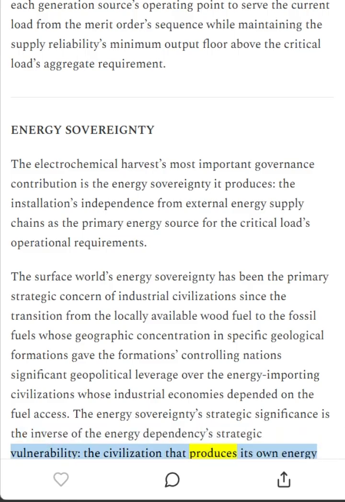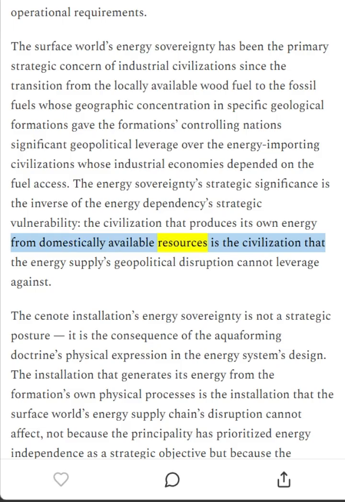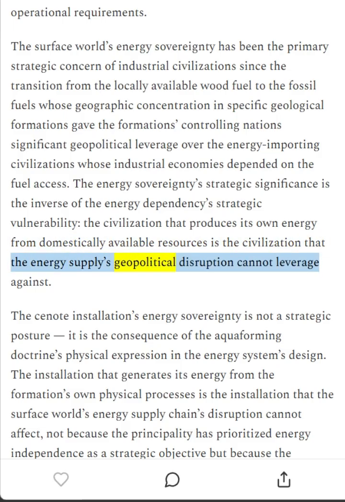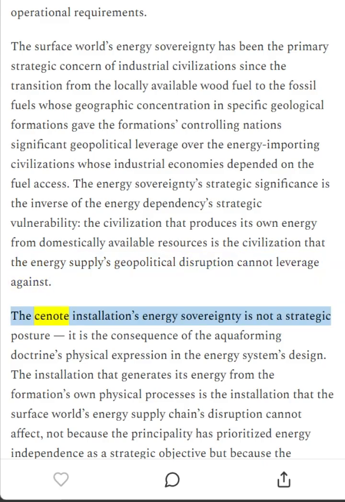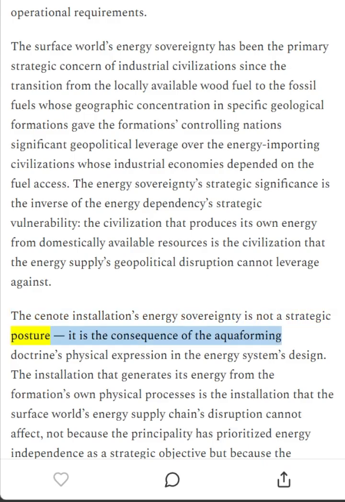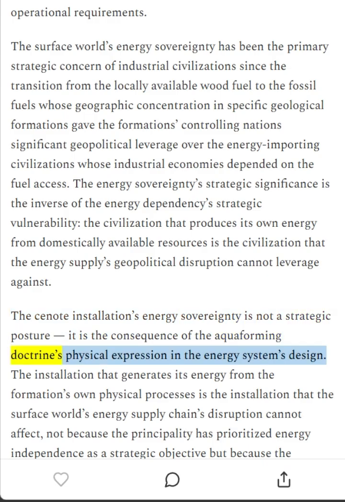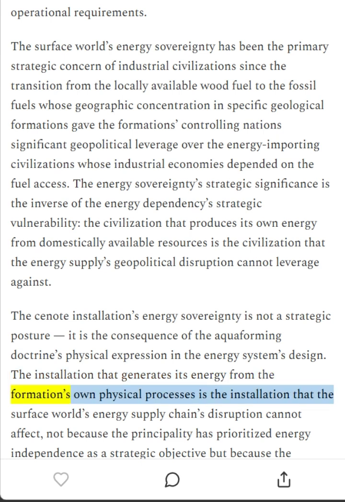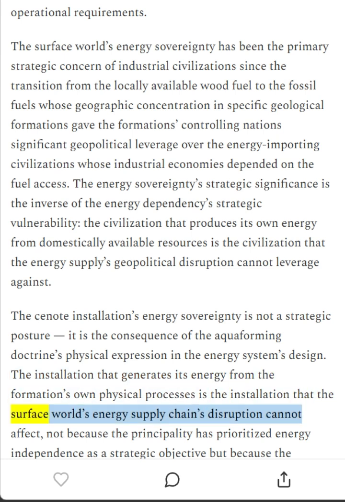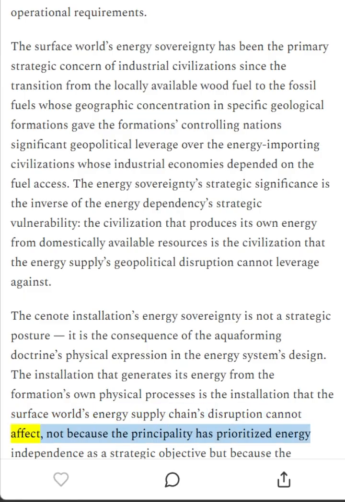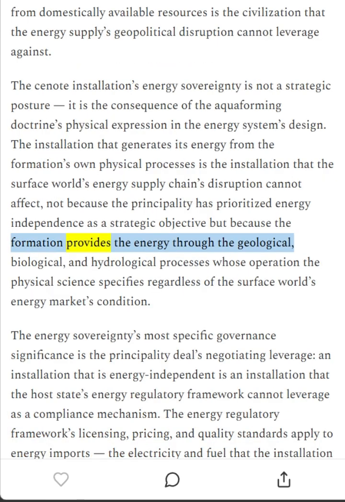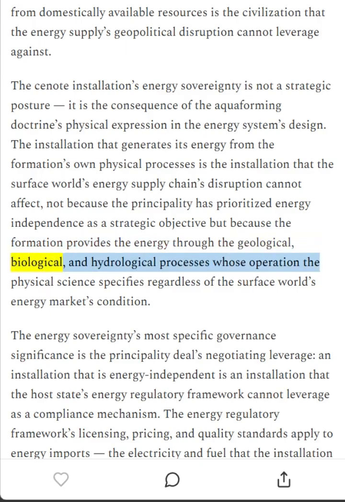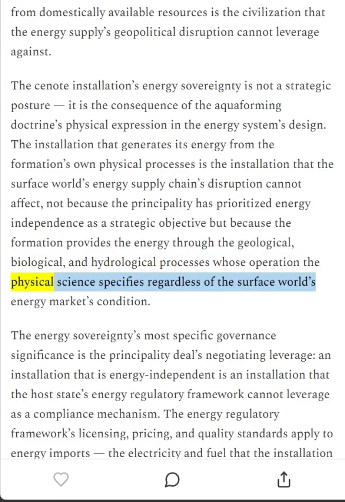The civilization that produces its own energy from domestically available resources is the civilization that the energy supply's geopolitical disruption cannot leverage against. The cenote installation's energy sovereignty is not a strategic posture. It is the consequence of the aquaforming doctrine's physical expression in the energy system's design. The installation that generates its energy from the formation's own physical processes is the installation that the surface world's energy supply chain's disruption cannot affect, not because the principality has prioritized energy independence as a strategic objective, but because the formation provides the energy through the geological, biological, and hydrological processes whose operation the physical science specifies regardless of the surface world's energy market's condition.